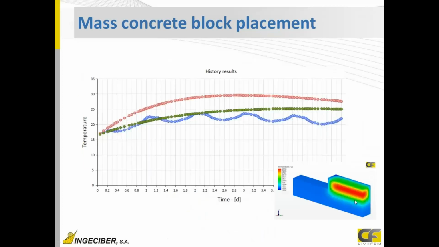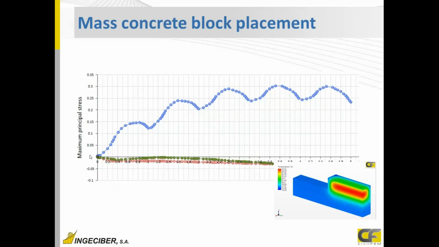In this model, we have measured the temperature on top, middle, and bottom of the new concrete. Top is the blue one, which is affected by ambient temperature day and night. The middle is the one that reaches the higher temperature, that is this one, and bottom is the green one. And we can get not only temperature but also thermal stresses. On top, we have these tension stresses, and we can see if we will develop cracking due to thermal stresses on top.